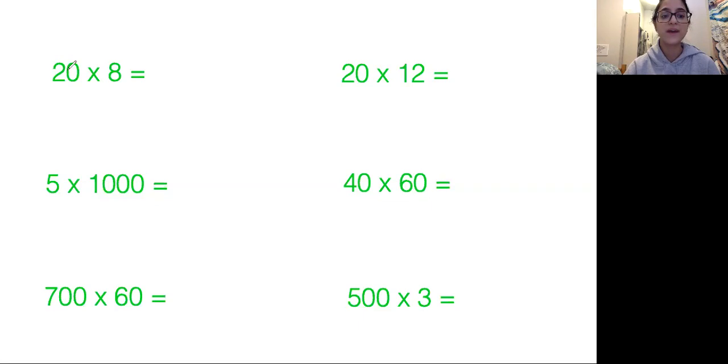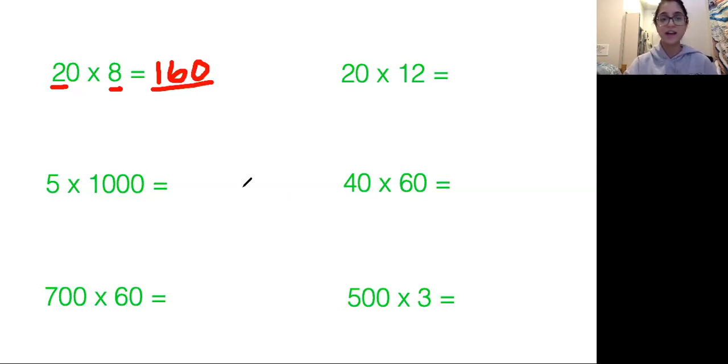So for example, we have 20 times 8. How would you do that? You take the 2 and the 8. You ignore the 0. For the first step, you ignore the 0 completely. So you go 2 and 8. What's 2 times 8? Well, 2 times 8 is 16. You write your 16 here, and then you see that there's a 0 there. All you do is add a 0. So there's 1 zero, so you add 1 zero, and your answer is 160. So 20 times 8 is 160.